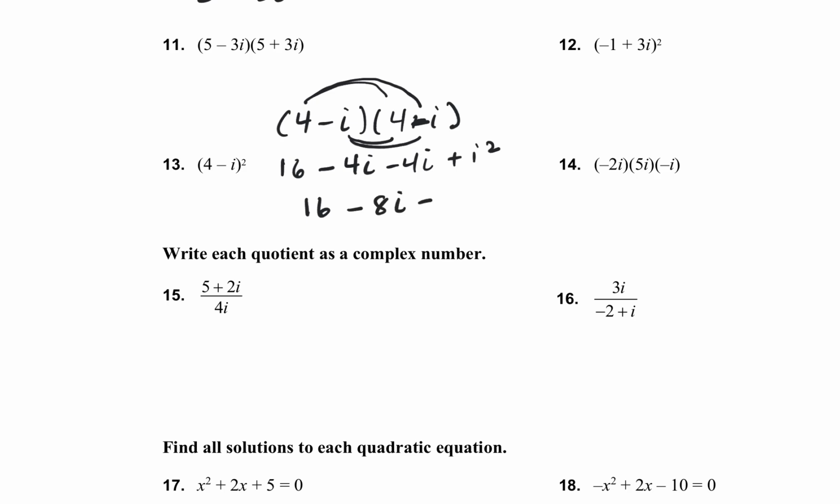i squared is minus 1 because i equals the square root of -1, and when you square the square root, you're left with -1. 16 minus 1 is 15 minus 8i.